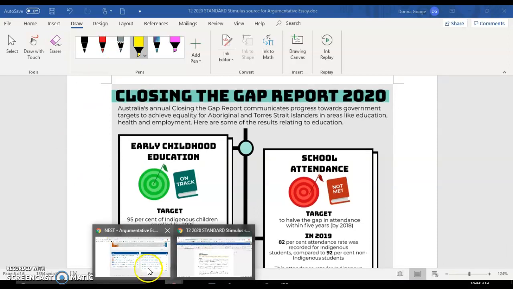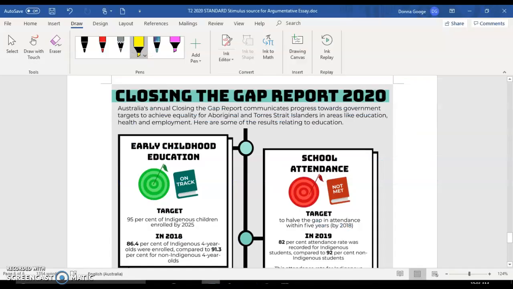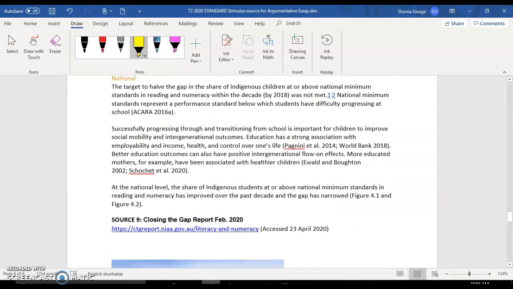If you are wanting more detail on the Closing the Gap report, you can look at these 2 items on the Closing Argumentative Essay tile. They give you an overview or the full report. It is not essential, but the information is there as a backup for you.